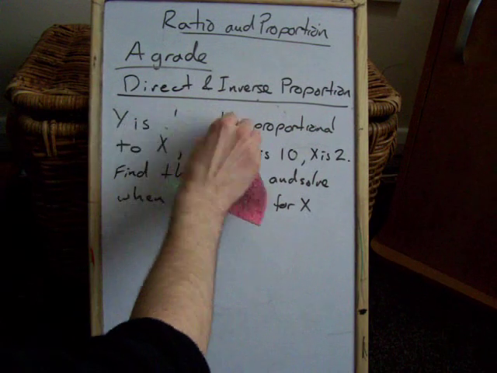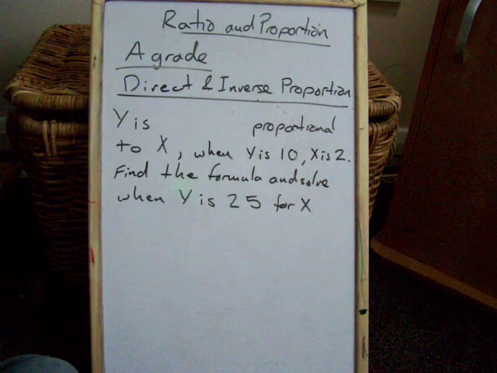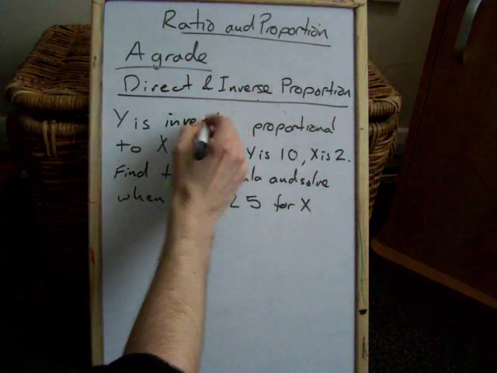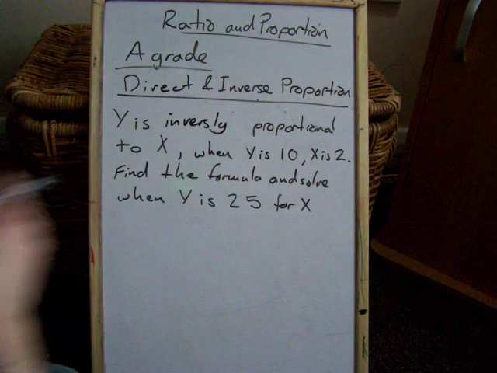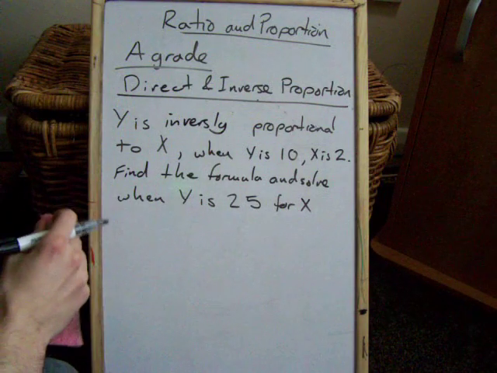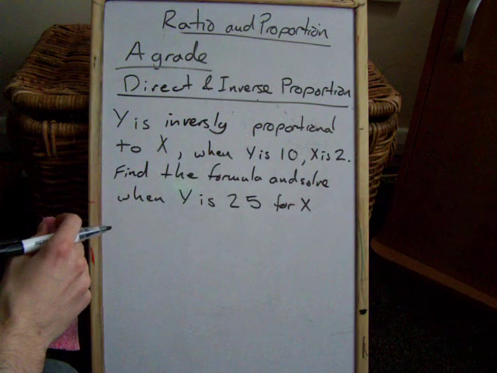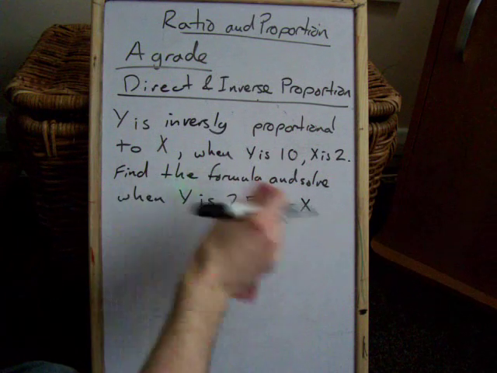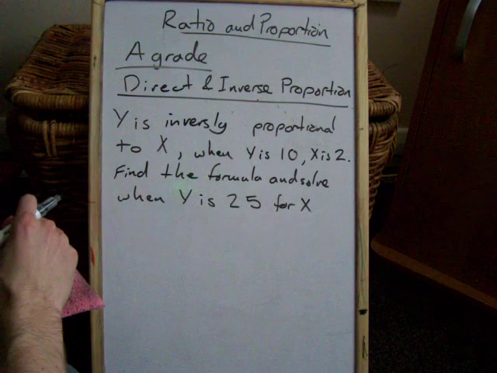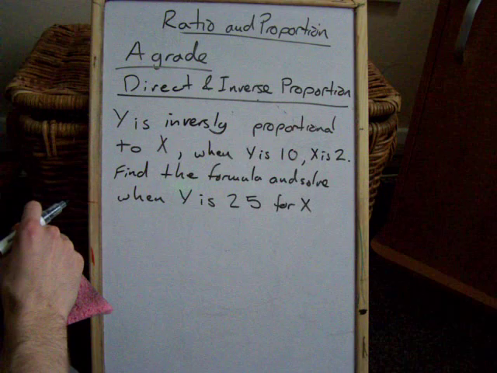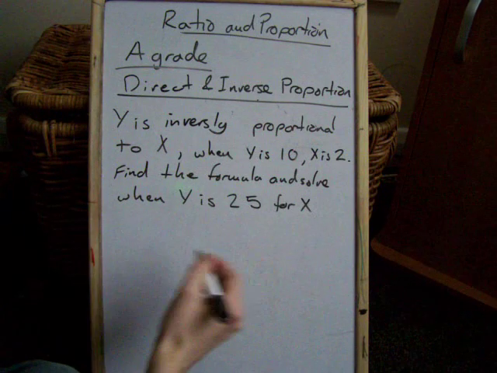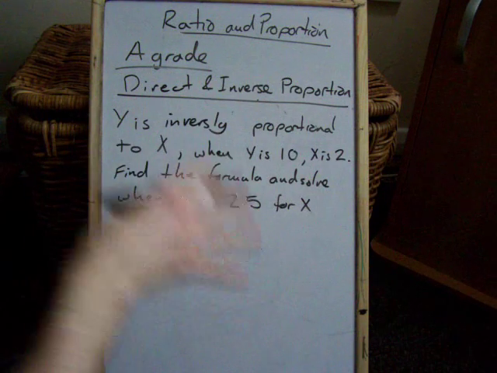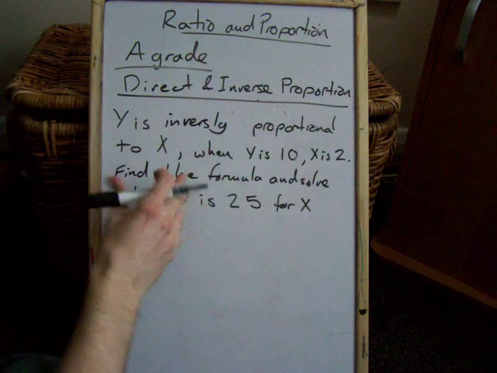So y is, in this case, let's make it inversely proportional to x. When y equals 10, x equals 2. Find the formula and solve when y equals 25. I'm going to keep these numbers the same just for convenience's sake. This is not connected to the previous question. This is just an entirely new question.